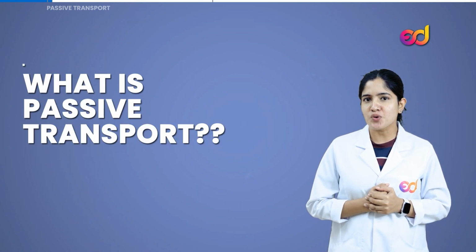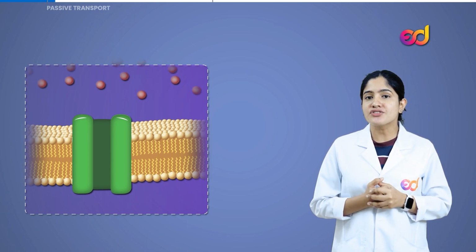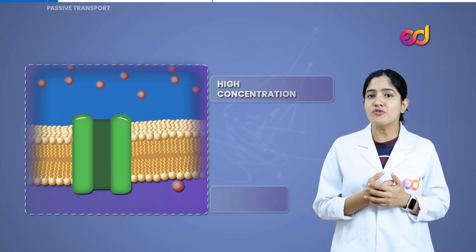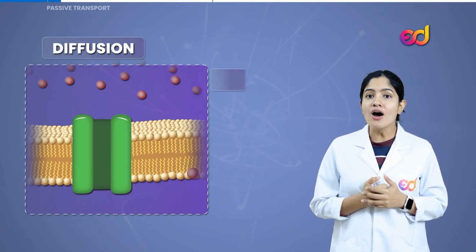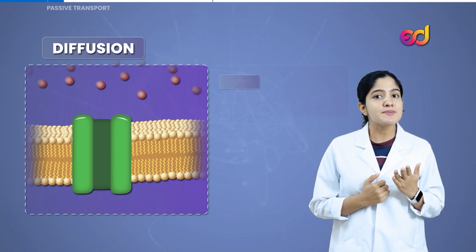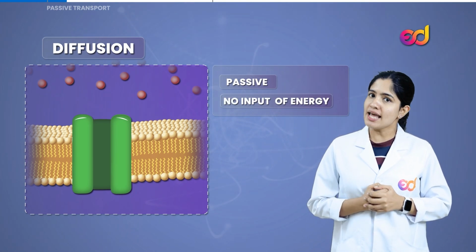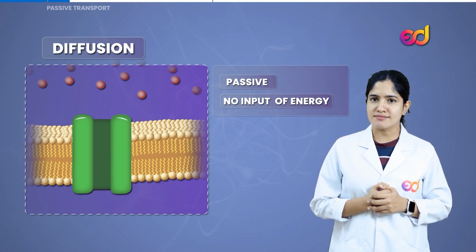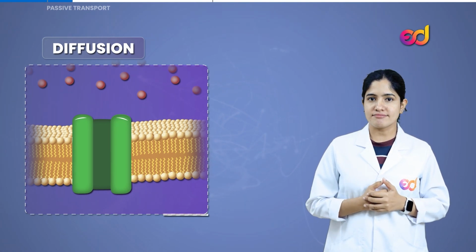What is passive transport? Passive transport is the movement of a molecule down a concentration gradient from an area of its high concentration to an area of its low concentration. It is also known as diffusion or downhill movement. From the name itself, this process is passive. That is, it requires no input of any additional energy. The concentration gradient alone is enough to drive the process. It's just like swimming in the direction of water flow in a river.